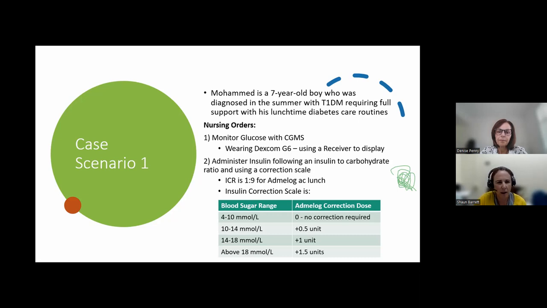So we will pull up this information in the next slide, but just to review, Mohammed has a carb ratio of 1 to 9, and he's taking Admelog, which is our biosimilar insulin that we're using a lot lately. And he has a correction scale. So it's just below here, but if he's 4 to 10, he doesn't require a correction, but for every 4 millimoles above 10, he's needing half unit increments in correction.